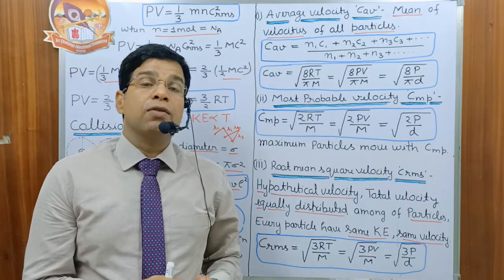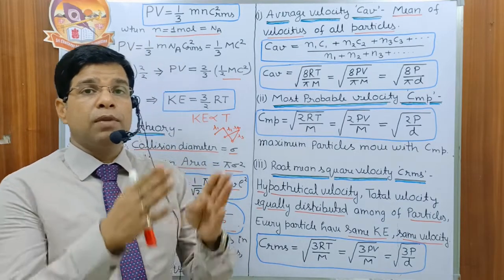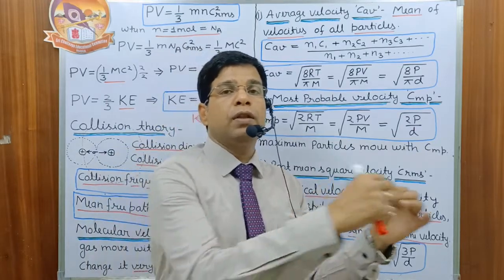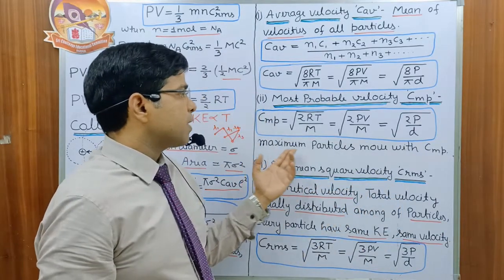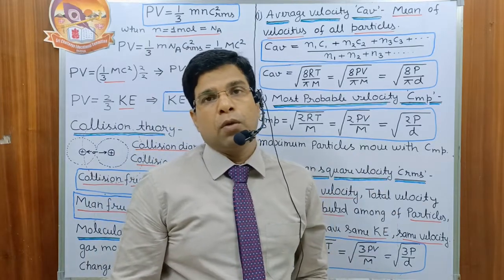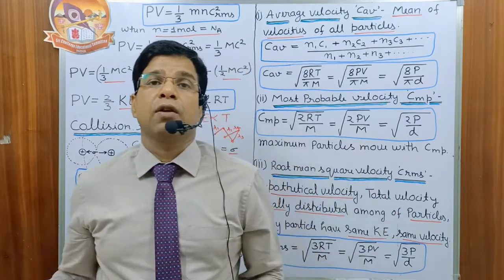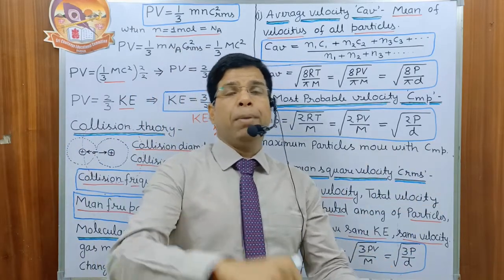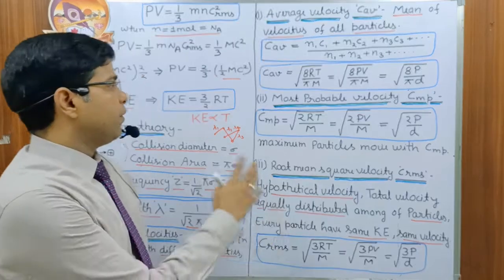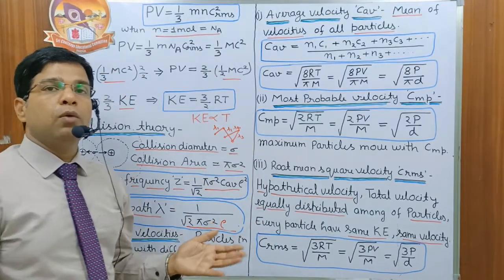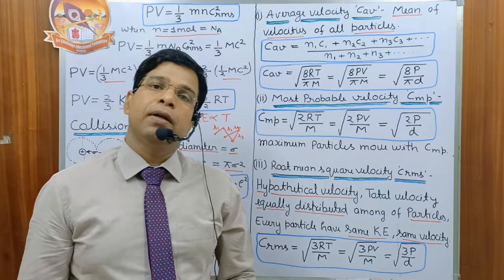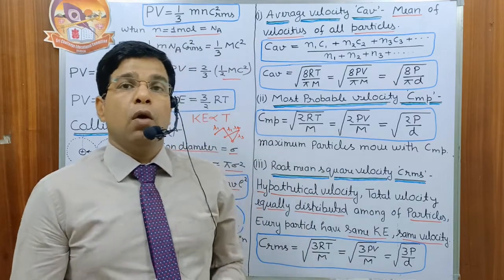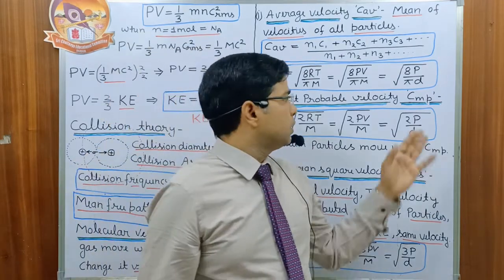Now we have the next velocity, that is called the most probable velocity, C_mp. It is the velocity of the maximum fraction of molecules. Maximum number of molecules move with this velocity. If x, y, z are the velocities, then this is the velocity which is occupied by the maximum number of particles. How we define it? C_mp is equal to under root 2RT divided by M, or under root 2PV upon M, or under root 2P upon d.